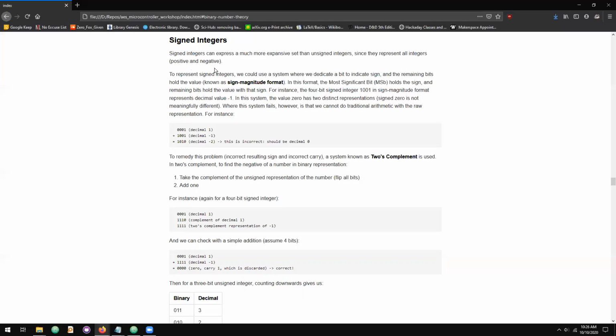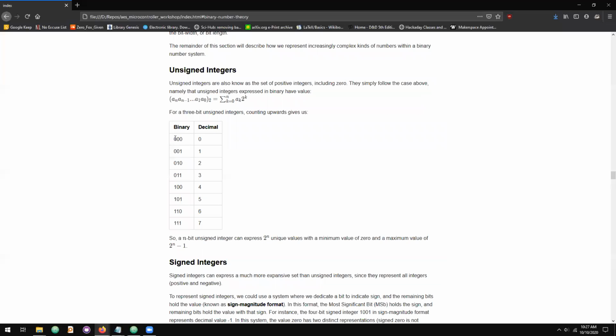Like I mentioned, we can represent all integers, positive and negative. So the first way we could think about doing this is using something called sign magnitude format. And that's just using the first bit in the sequence to represent whether or not it's a positive number or not. So the most significant bit is the leftmost bit that I'm representing here. And the most significant bit typically takes, in unsigned integers, the place of the highest value digit. So that would be this one here, down the column.